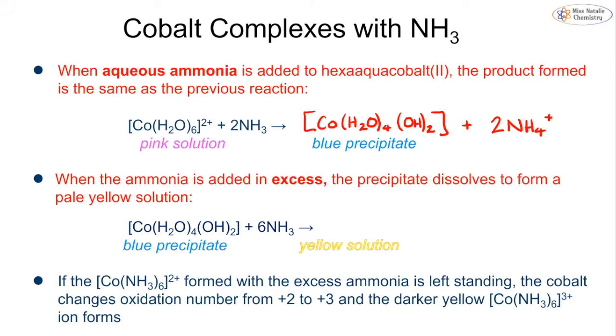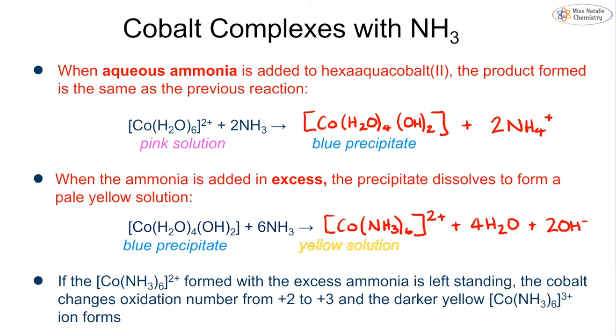If, however, we add ammonia in excess, that precipitate will dissolve, and this is our ligand exchange. So we have the 6 ammonias completely replacing all of the cobalt ligands. And this has a charge of 2+ because the cobalt still has that 2+ charge. And we get 4 waters and 2 hydroxides because those are the ligands that have been removed.